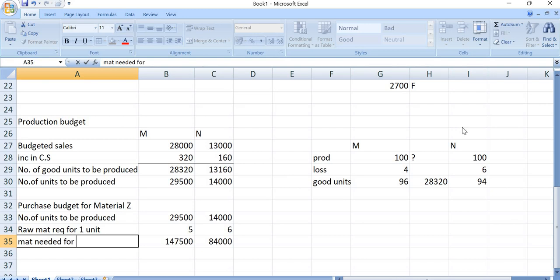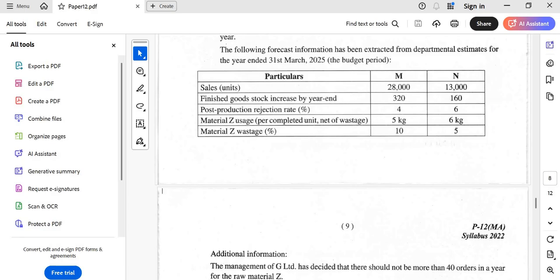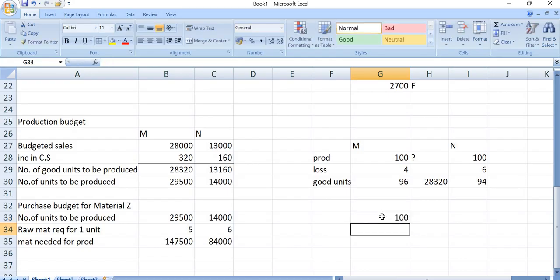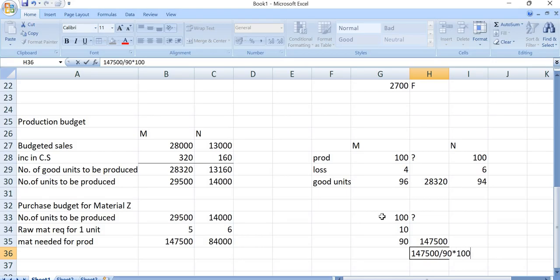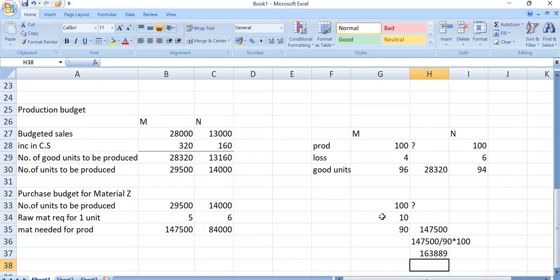So this is material needed for production. Here again we have loss. So here 10% will be loss. So for producing 1 kg I will incur a loss of 10. So that means 100, here loss is 10. So I will be getting 90% only as output, right? So 1,47,500 is for 90%. Then what is for 100 percentage? So 1,47,500 divided by 90 into 100. That means I will be getting 1,63,889 kgs. So I required here 1,63,889 kgs. This is without loss.